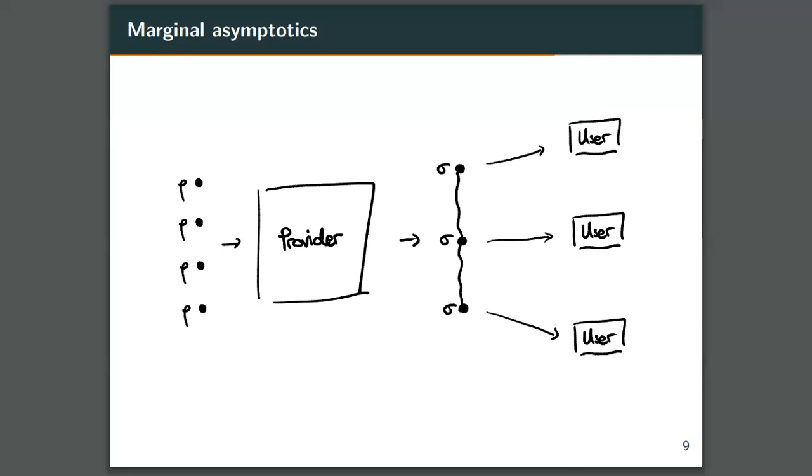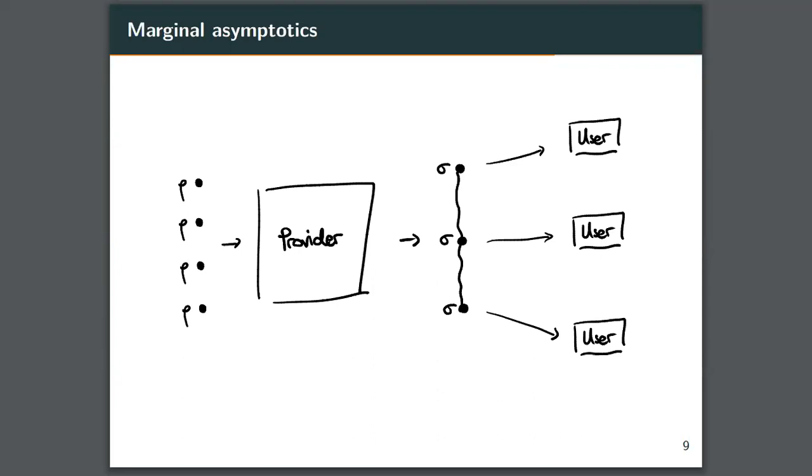So one setting that we think this kind of marginal asymptotics makes more sense than standard asymptotics is this: suppose you have many copies of the noisy internal states, and you have a provider that wants to distill this into a certain number of states. Well, you don't maximize it, but the output should be pure. And then the output is going to be used by independent users.